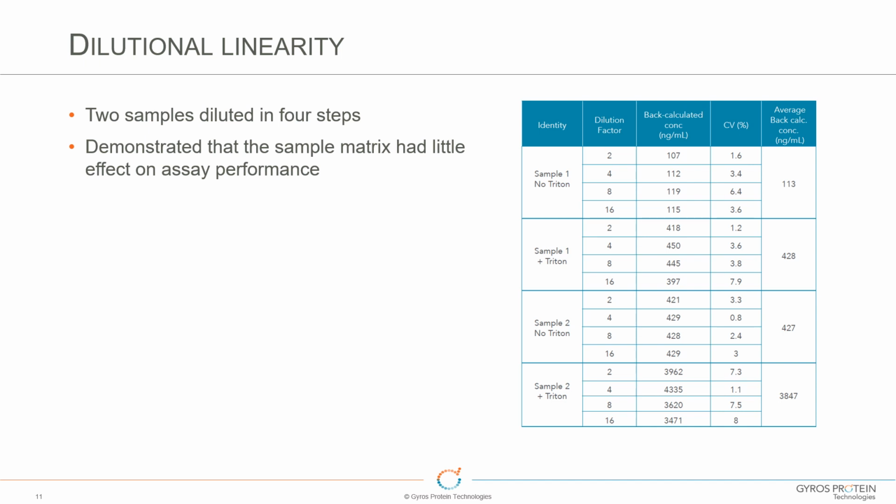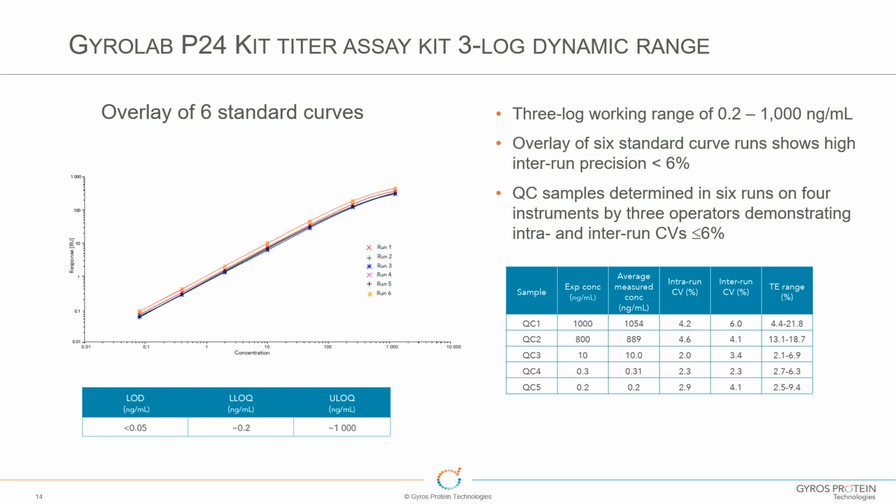Yeah, but I think the point here too is that you're getting good dilutional linearity both before and after, so you're confident in the values that we're getting. It correlates that the method is giving good performance and what you're measuring is accurate. So when we look at the Gyrolab assay range, it's a very wide dynamic range.